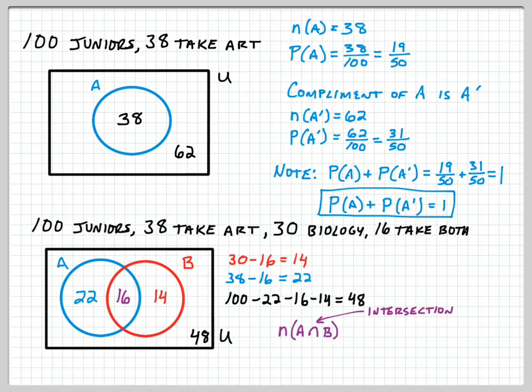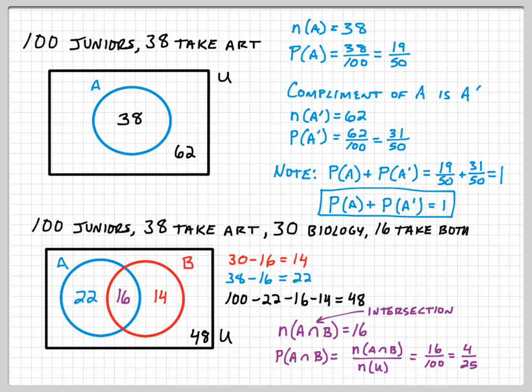So we want to know the number of students who are taking art and biology. Well, that's 16. So what's the probability of choosing a student who's taking art and biology? Again, we're going to take 16, the number of students who are taking both, and divide it by the number of students in the entire sample space. So that's 16 out of 100, or 4/25.